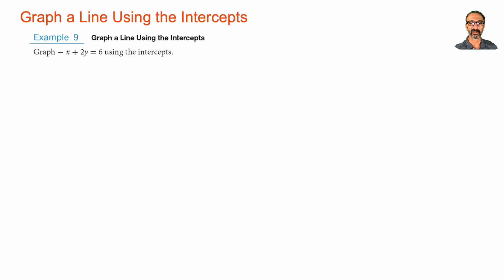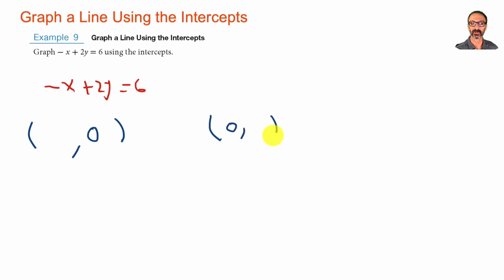Graph a line using intercepts. Well, I have negative x plus 2y equals 6. To do it quickly, I'll just show you something, then I'll show you the detail if you want to read more. Minus x plus 2y equals 6. We're going to do it two different ways. To find the x-intercept, we set y equals 0. To find the y-intercept, we set x equals 0.